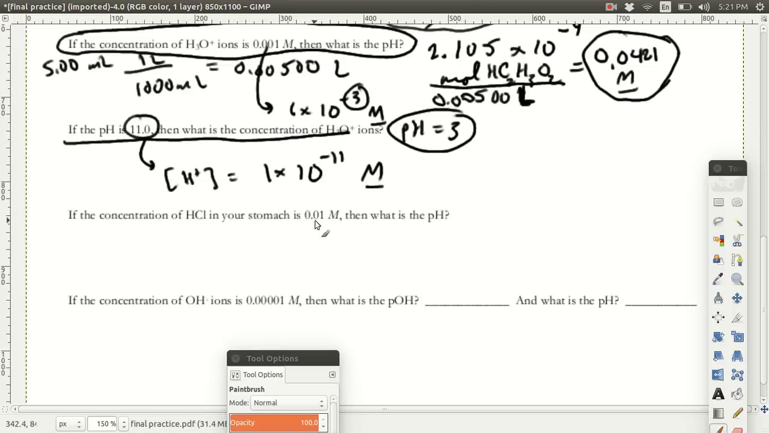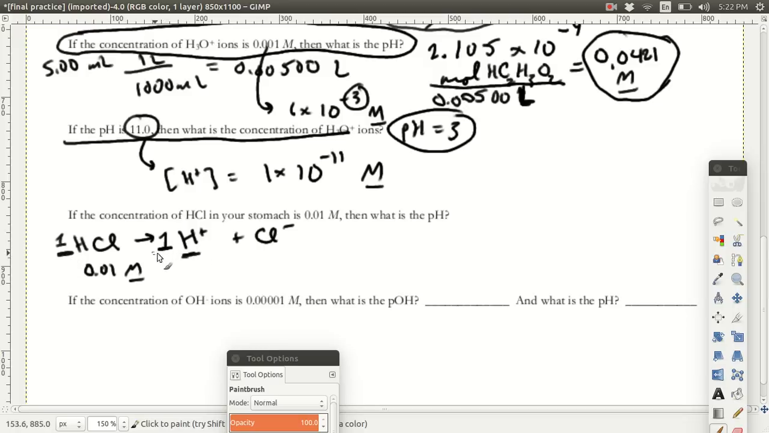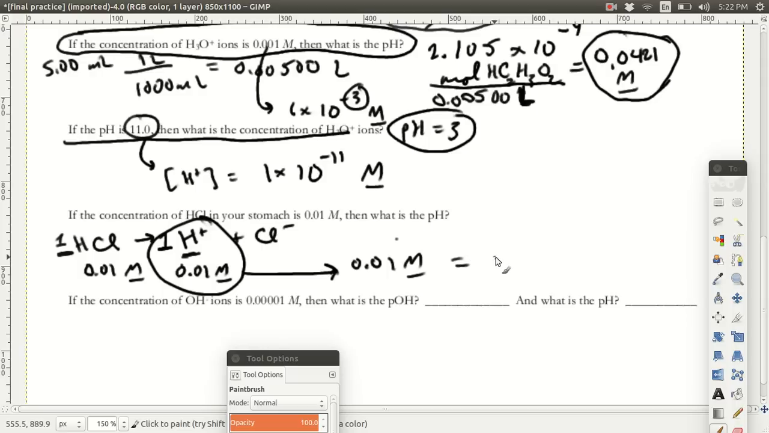The concentration of HCl in your stomach is 0.01 molar. What is the pH? Okay, HCl is a strong acid. So HCl breaks up into this and this completely in water. So if the concentration of this is 0.01 molar, there's no number here. That means it's 1. There's no number here. There's no number there. That means that's 1. So that means this is also 0.01 molar. If this is gone because it made this and this, that means this must be 0.01 and this must be 0.01. But we only care about this. Now, 0.01 molar is 1 times 10 to the minus 2 molar.